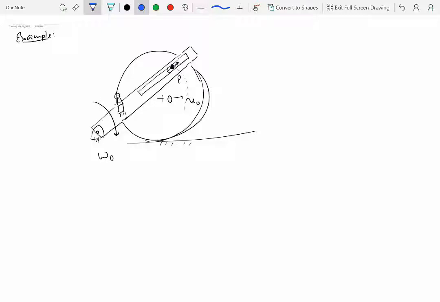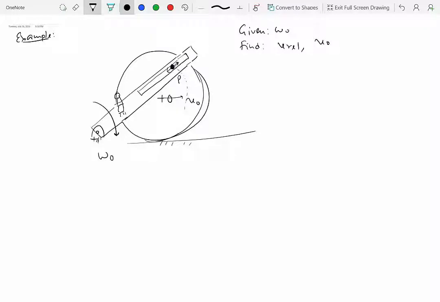Okay, so we're given omega 0, which is in the clockwise direction, and we have to find the relative velocity of the pin P in the slot as well as the linear velocity of the wheel or the disk. Okay, so two unknowns. If we can generate one vector equation, then we can solve for the two unknowns. Okay, all right, so first of all, let's apply the test.